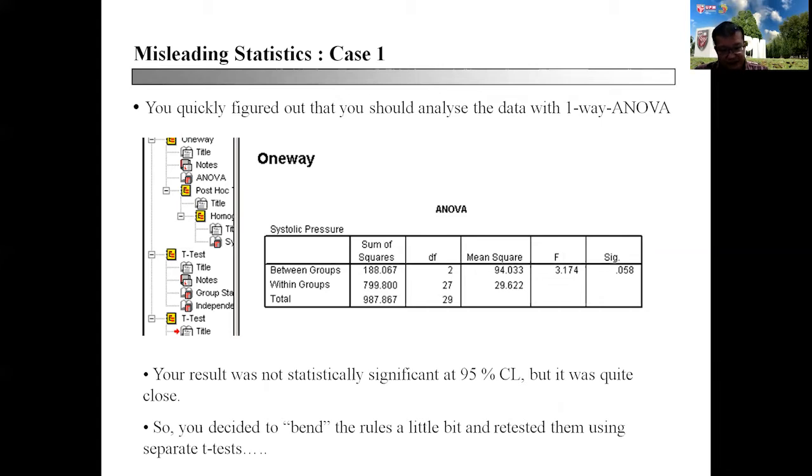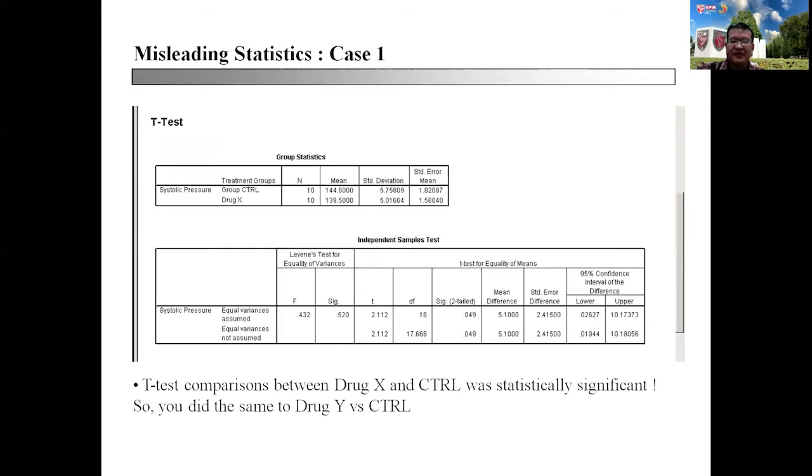So in this case, you decide to bend the rules a little bit and analyze them as separate pairs. You use t-test to compare X and control, followed by Y and control. And what did you find? Something interesting came up. When you compare control and X, the significance is actually barely significant. In fact, it goes below 0.05.